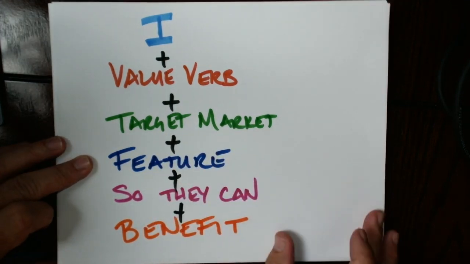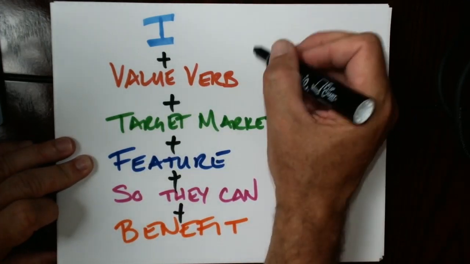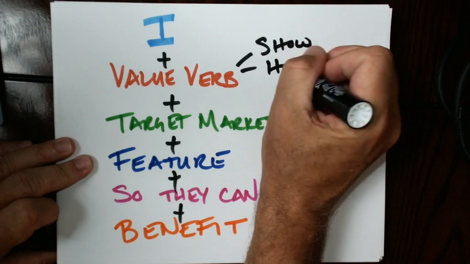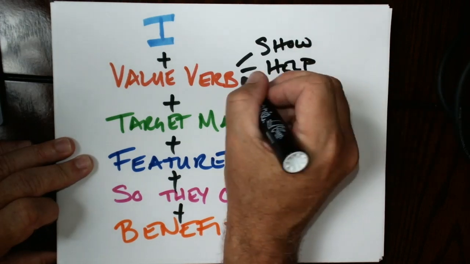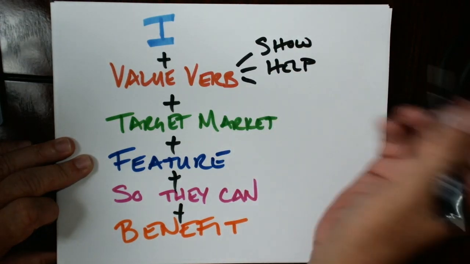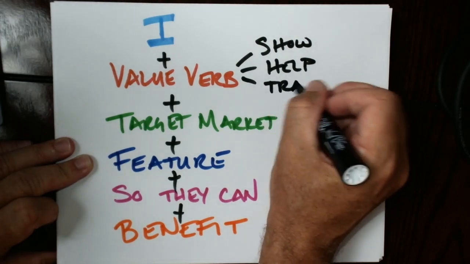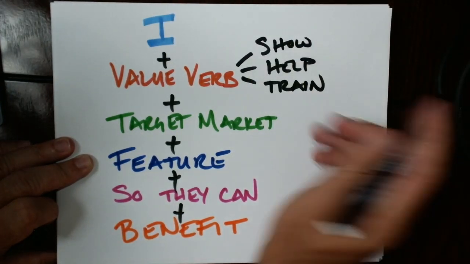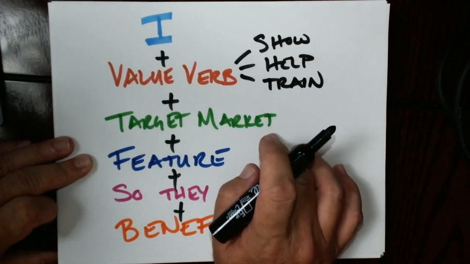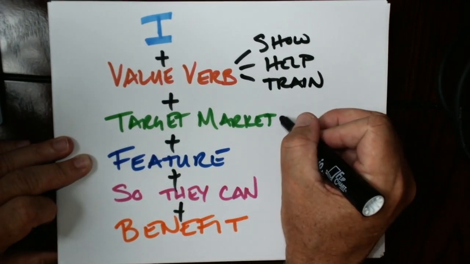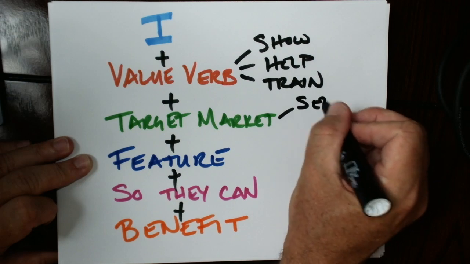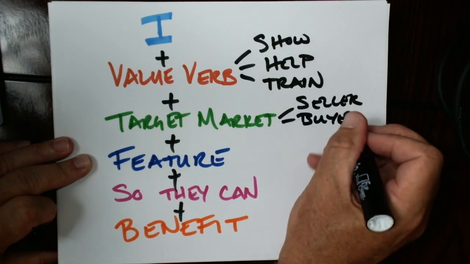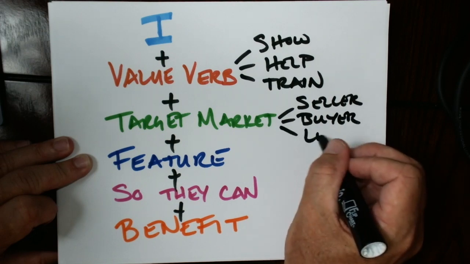benefit. All right, so the value verb, it's going to be something like show, help, train. I mean, I guess even consult could be to some degree. Then target market, this is who you're looking for. So you're essentially looking for categories of sellers, buyers, and lenders.